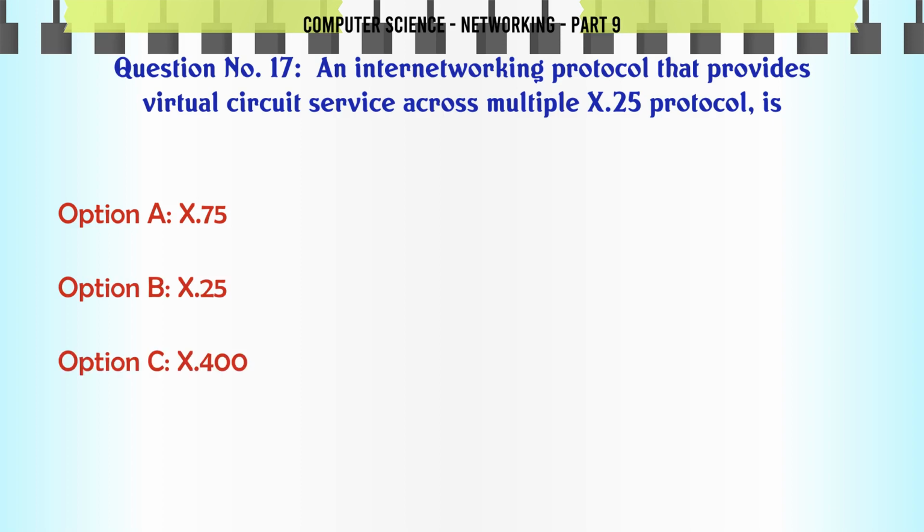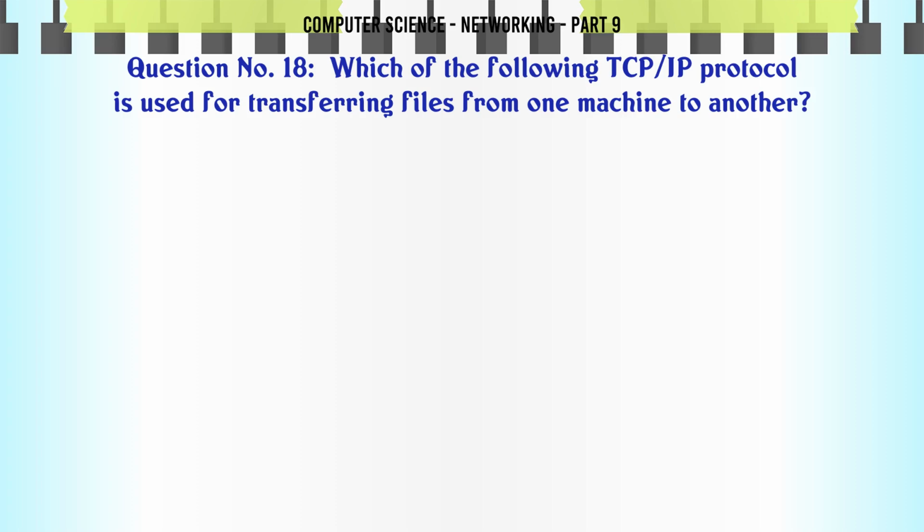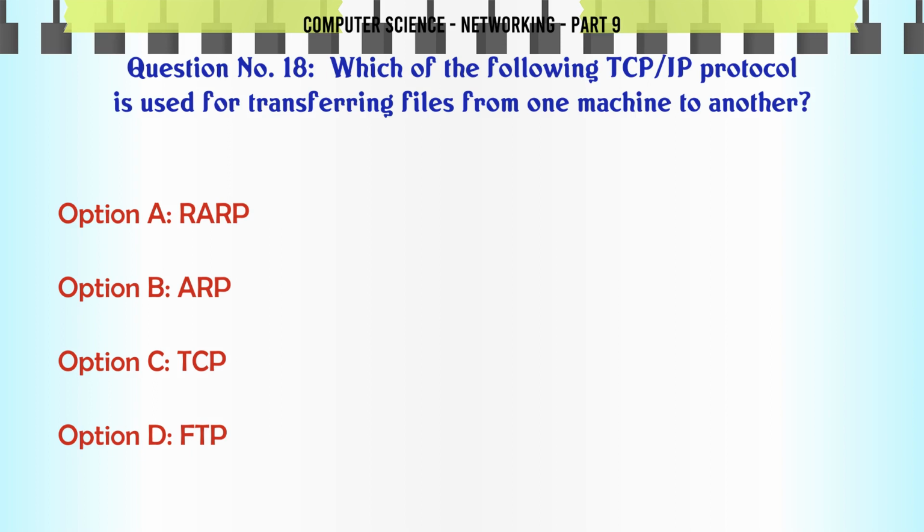An internetworking protocol that provides virtual circuit service across multiple X.25 protocol is A. X.75, B. X.25, C. X.400, D. X.21. The correct answer is X.75. Which of the following TCP/IP protocol is used for transferring files from one machine to another?